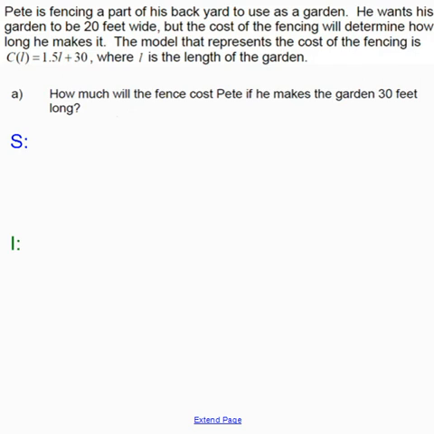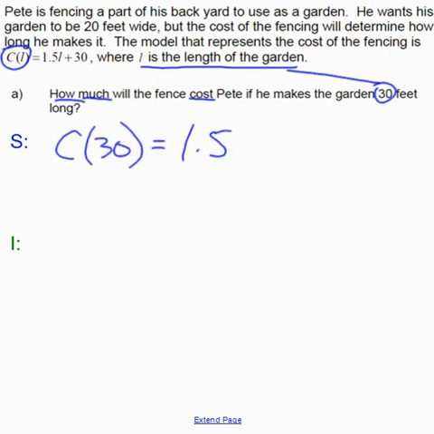So the first part of the problem says, how much will the fence cost Pete if he makes the garden 30 feet long? So remember, L was the length of the garden, so that means that 30 is going to go in for L. So we're asking how much will it cost? So that means we're looking for this. You have to be careful to be clear on which thing you're looking for and which thing you have. We're looking for the cost, we have the length. We're going to write out our equation. So, it's really C of 30 equals 1.5 times 30 plus 30.